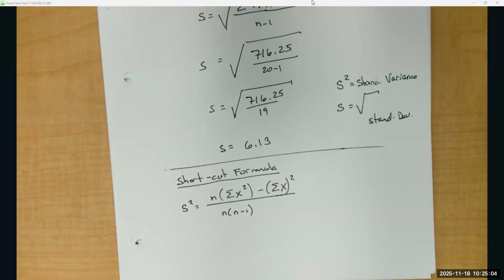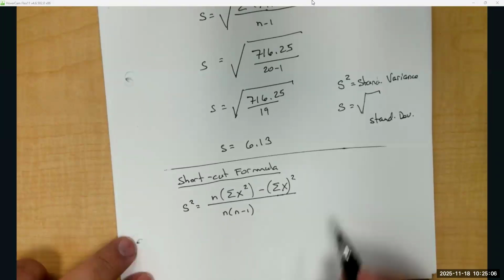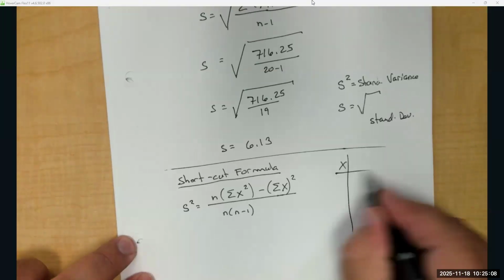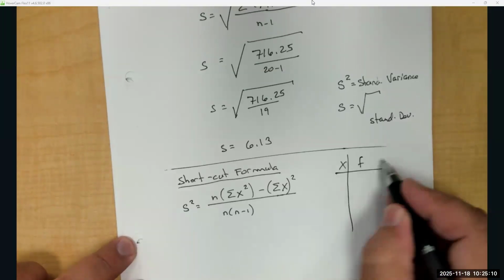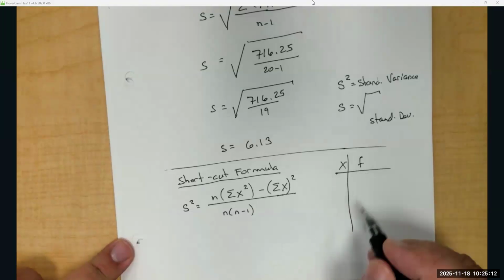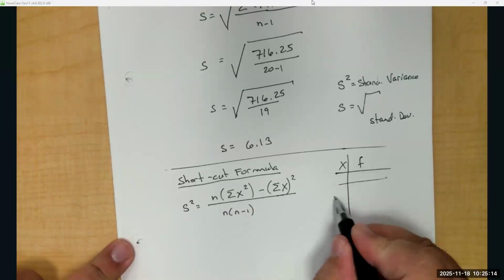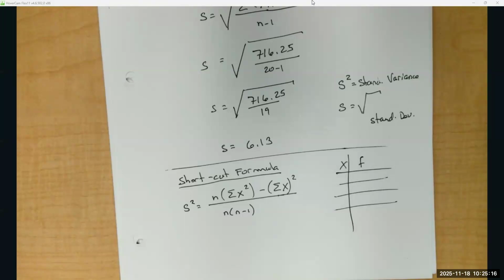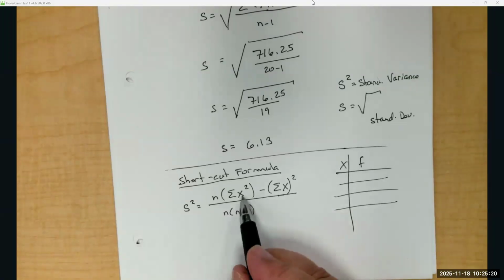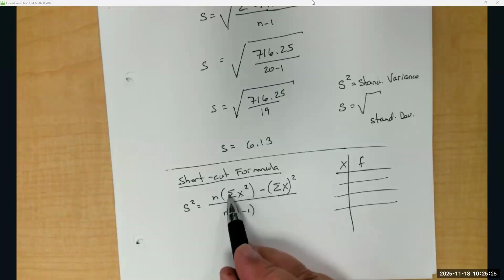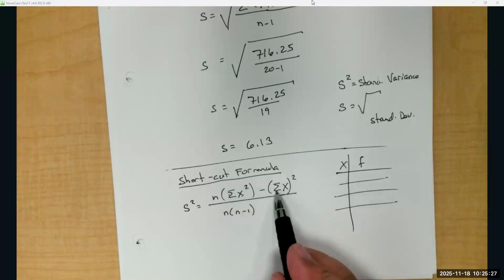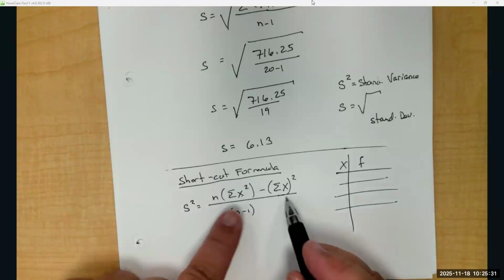So if you have ungrouped data, or if you have an X value and a frequency, it doesn't matter the frequency. Here you just take the X values, square them, and then add them up, as opposed to add up all the X's, then square them. How are these two different?